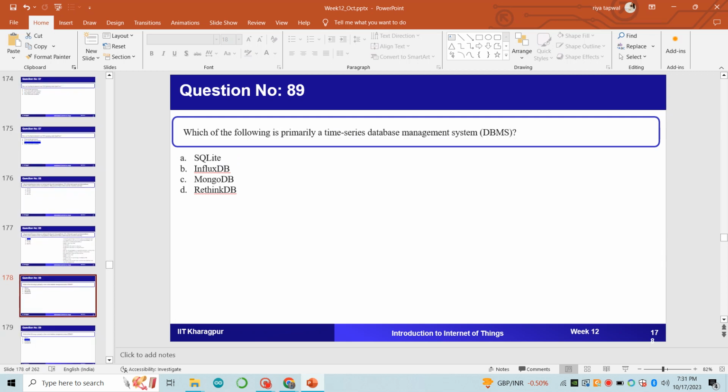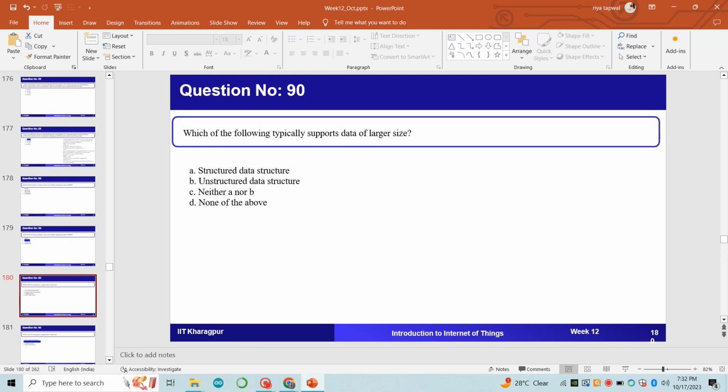Next question is, which of the following is primarily a time series database management system? Options are A, SQL; B, InfluxDB; SQLite. Okay, anyone else? A. It is for time series. Correct option for this is B, that is InfluxDB.